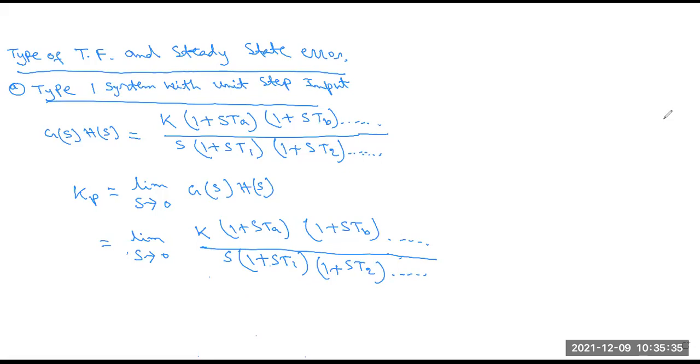So in this case, Kp is infinite. That means for the type 1 system, the value of Kp is infinite. When Kp is infinite, the steady state error ess equals 1 by (1 plus Kp). We know this equation from the previous classes also.